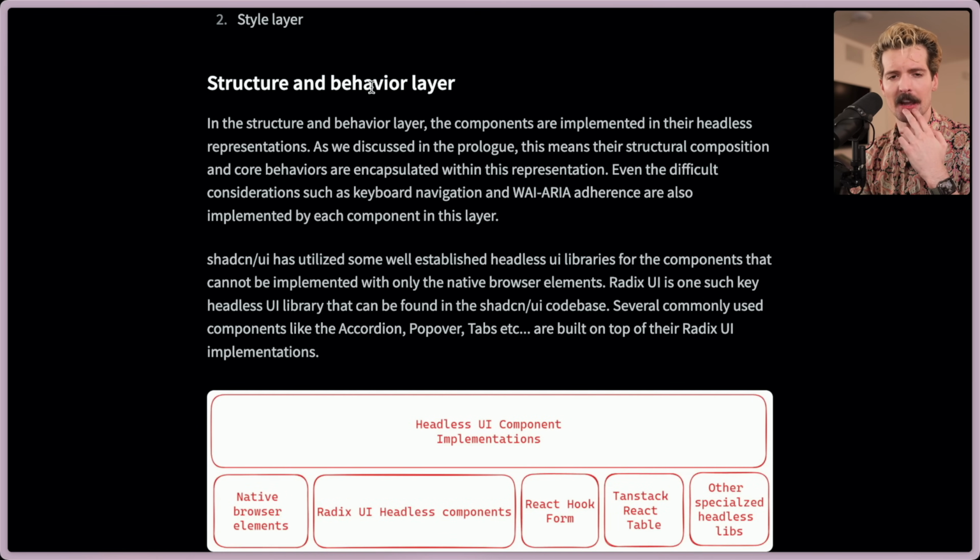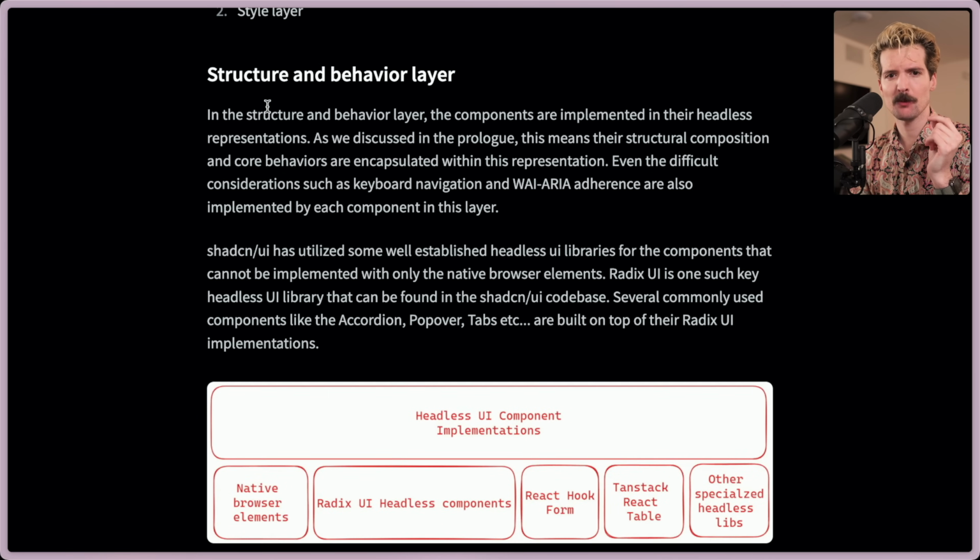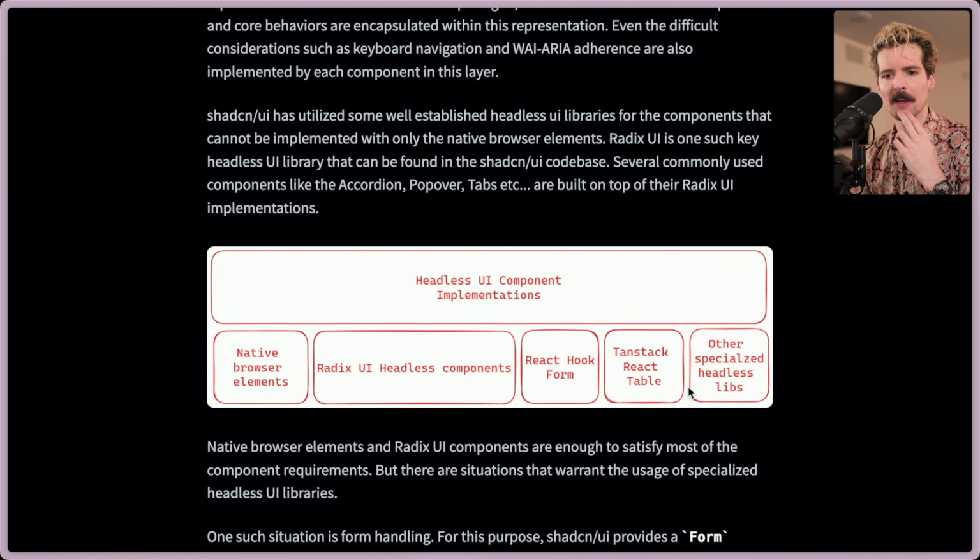The structure and behavior layer. This is the bottom part. In the structure and behavior layer, the components are implemented in their headless representations. As we discussed in the prologue, this means their structural composition and core behaviors are encapsulated within it. Even the difficult considerations such as keyboard navigation and ARIA standard adherence are implemented by each of these components in this layer. So all of these pieces follow standards properly and work properly, so to speak. They just don't have any styles. They're using the default browser stuff.